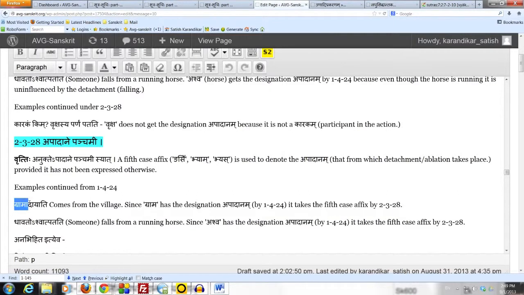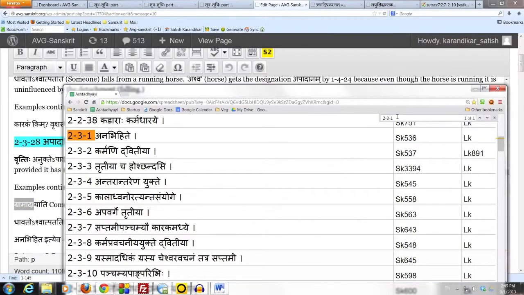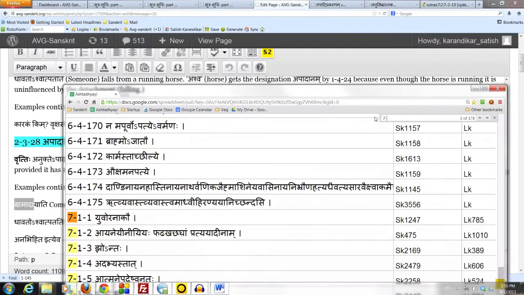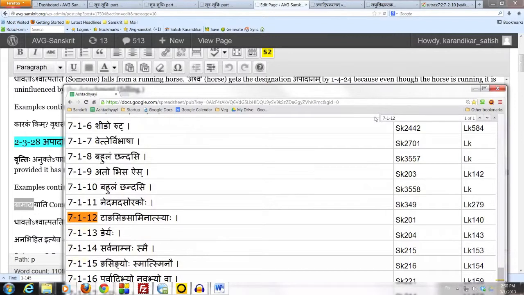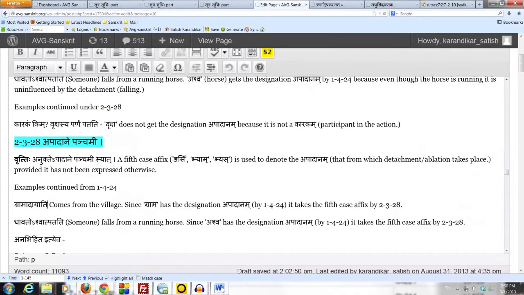But just to refresh our memory, the Sutram which applies here is 7.1.12. Ta Nyasi Nyasa Minat Syaha. So Nyasi gets the Sarvadesha At. So we get Grama plus At. Then of course we apply Akas Savane Dirghaha 6.1.101 to get Gramat.